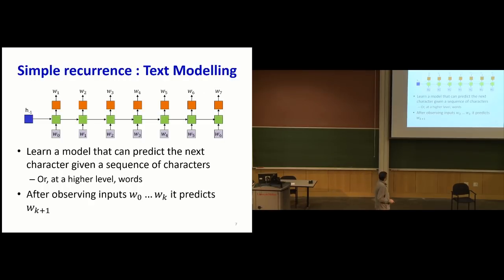So the model would be something like this. You want to learn a model which can take symbols W0 through, say, W3, and predict that the next symbol is going to be W4. Then it would consider W0 through W4 and predict that the next symbol is W5. So it's going to take an entire sequence of inputs into consideration and predict the next output.